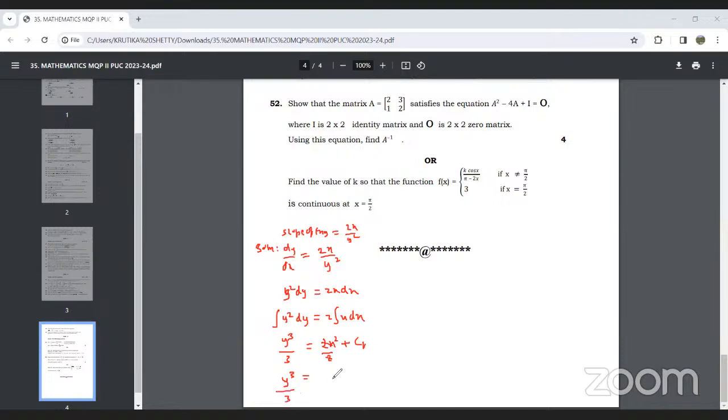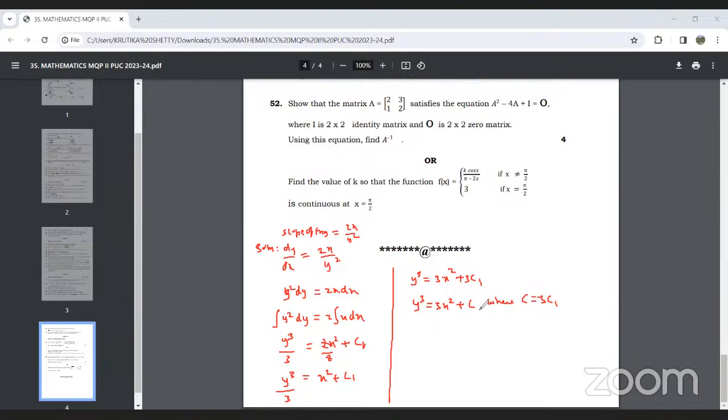So it will be y cube upon 3 is equal to x square plus c1. So on simplifying it further, what do we get? Say y cube will be equal to 3x square plus 3 c1. Okay, or we will write it as 3x square plus c, where c is equal to 3 c1 we will consider.